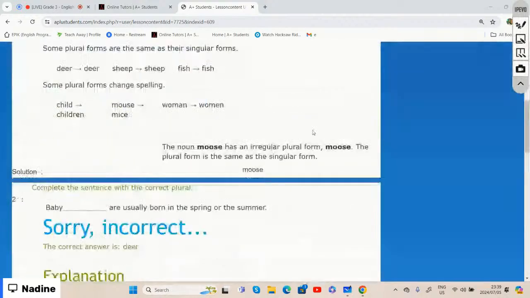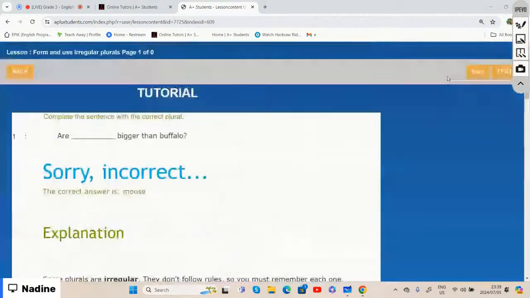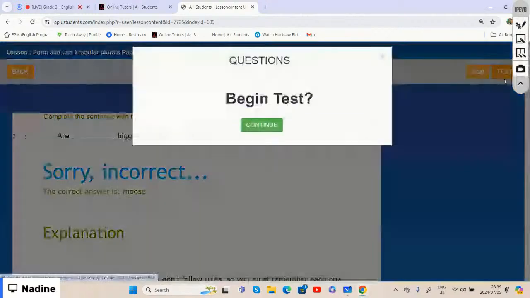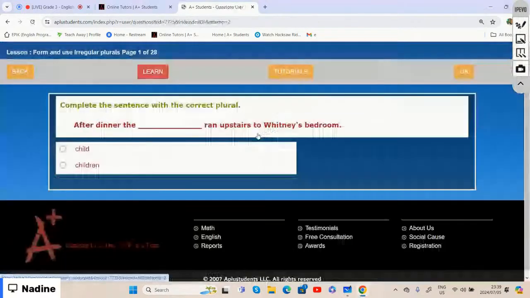Right, so we are going to go on to our test where we are going to form and use irregular plurals, keeping in mind some of the words stay the same and some of the irregular words change, right? So you're just going to have to remember it.